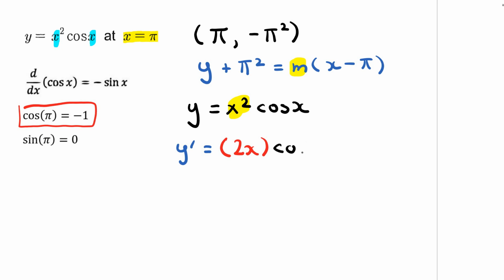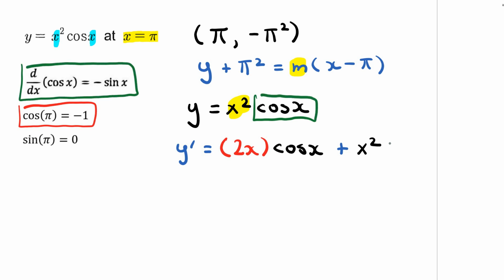Whoops, got my cos wrong there. So cos of x, and then the product rule states that I need to add to that the first term, which is x squared. And then what's the derivative of cos x? Well, the derivative of cos x is going to be negative sine x, so bracket negative sine x, and that's looking pretty good now.